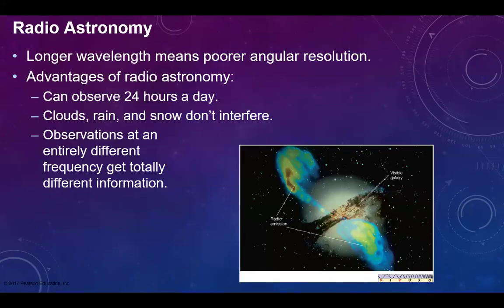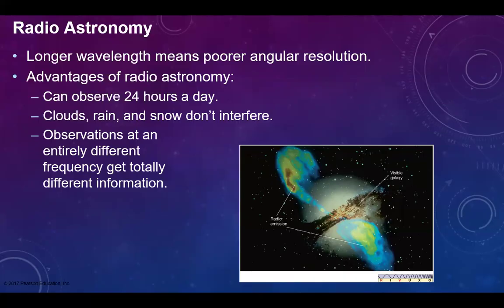The longer wavelengths, though, mean much poorer angular resolution. So you need much bigger dishes. Some advantages of radio astronomy. It works 24 hours a day. It doesn't matter whether it's day or night, because the sun doesn't pump out enough radio waves to be an issue. Clouds, rain, and snow don't interfere, because they're too small to interfere with the radio waves. And then observations at an entirely different frequency get totally different information.